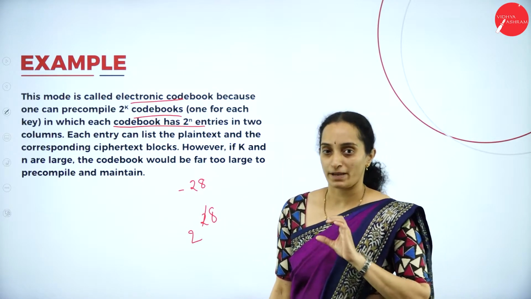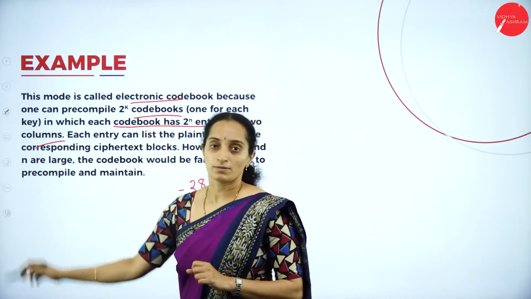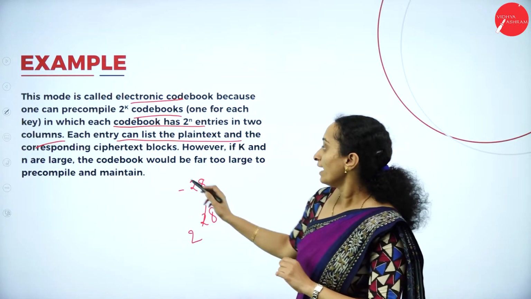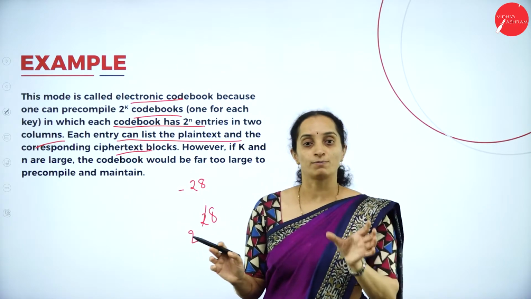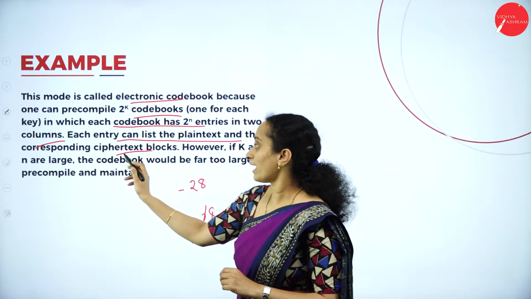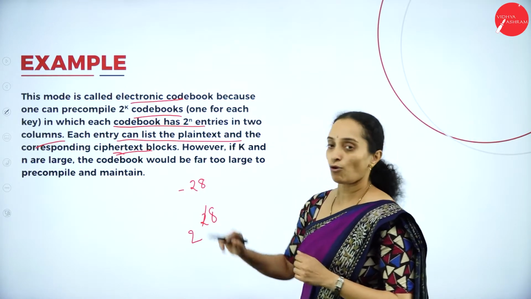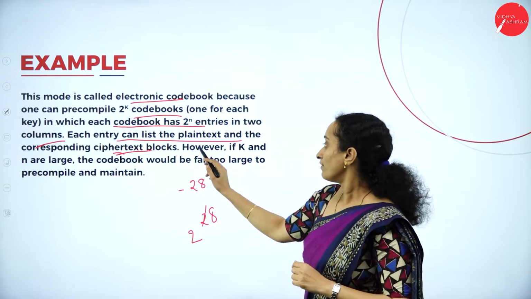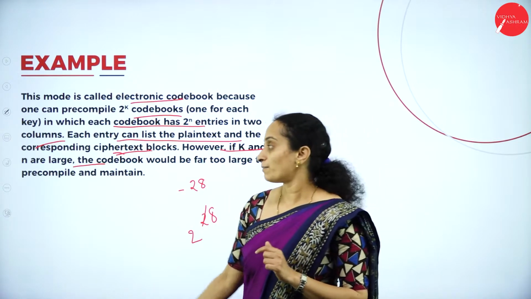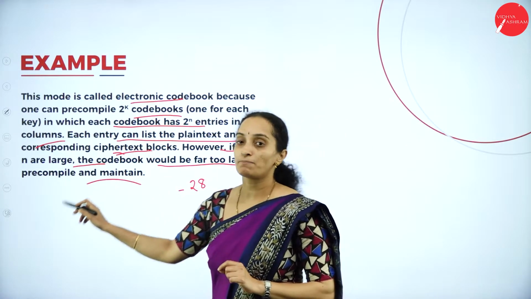What is n? The number of bits of plain text. That many, 2 to the power of n, entries will be there in 2 columns. Okay. So each entry lists the plain text and the corresponding ciphertext block. There will be one column of plain text and another column of ciphertext, both stored in the form of a code book. However, if k and n are large, if the key set and the number of plain text characters are large, the code book would be far too large to pre-compile and maintain.